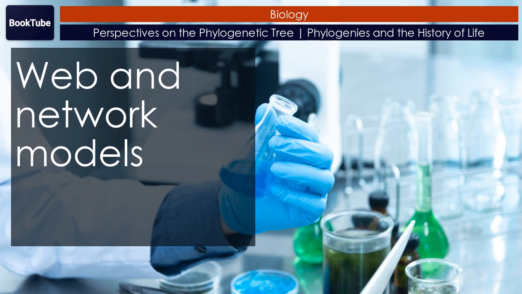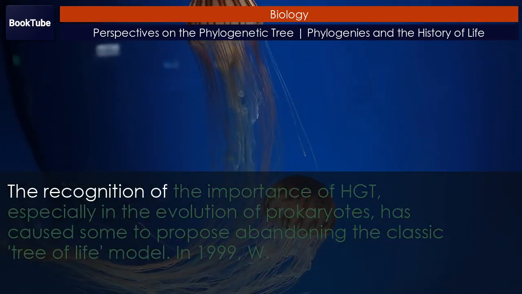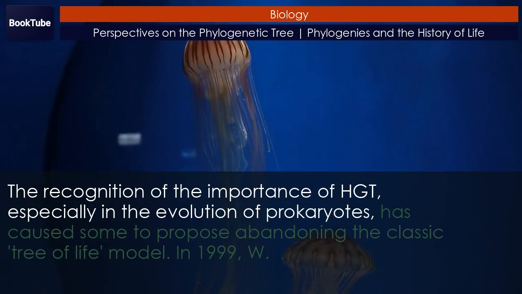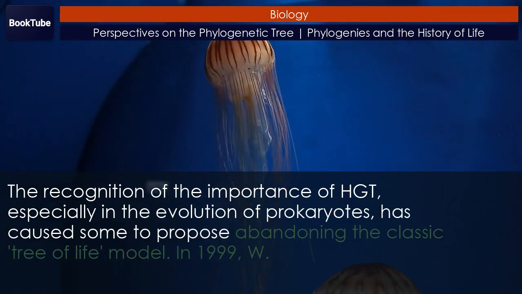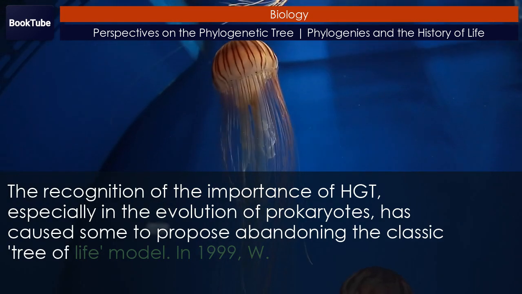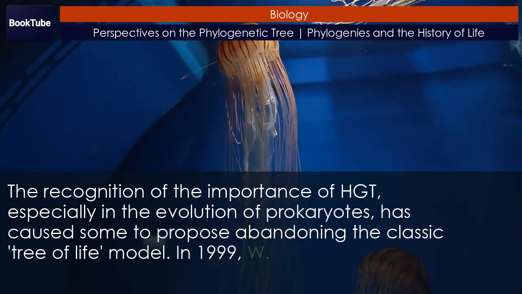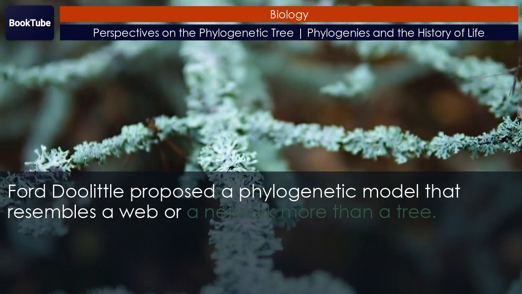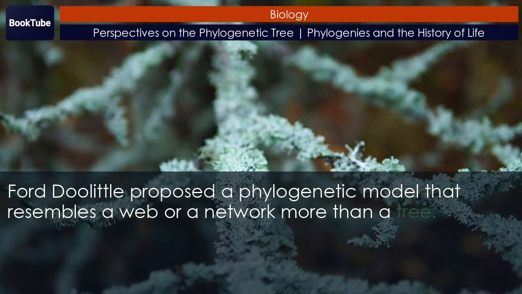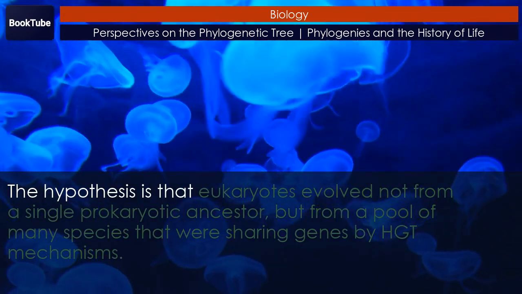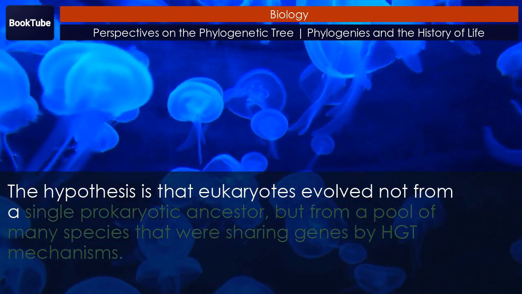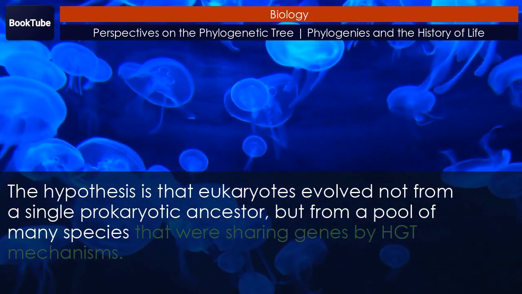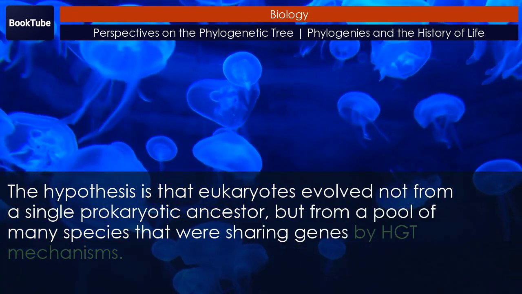Web and network models. The recognition of the importance of HGT, especially in the evolution of prokaryotes, has caused some to propose abandoning the classic tree of life model. In 1999, W. Ford Doolittle proposed a phylogenetic model that resembles a web or a network more than a tree. The hypothesis is that eukaryotes evolved not from a single prokaryotic ancestor, but from a pool of many species that were sharing genes by HGT mechanisms.